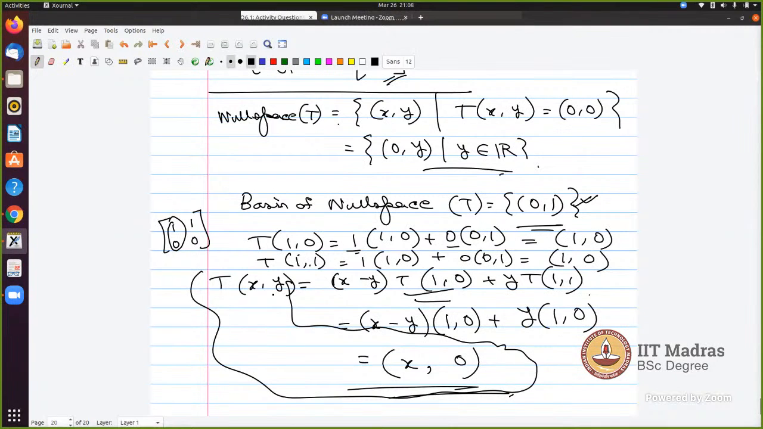That's why it is called representation. Whatever we have to calculate in terms of the explicit definition of the transformation, we can do the same thing using matrices.